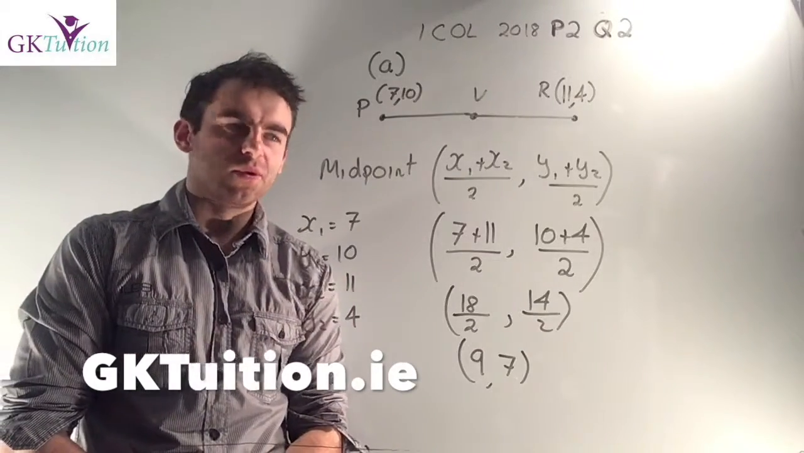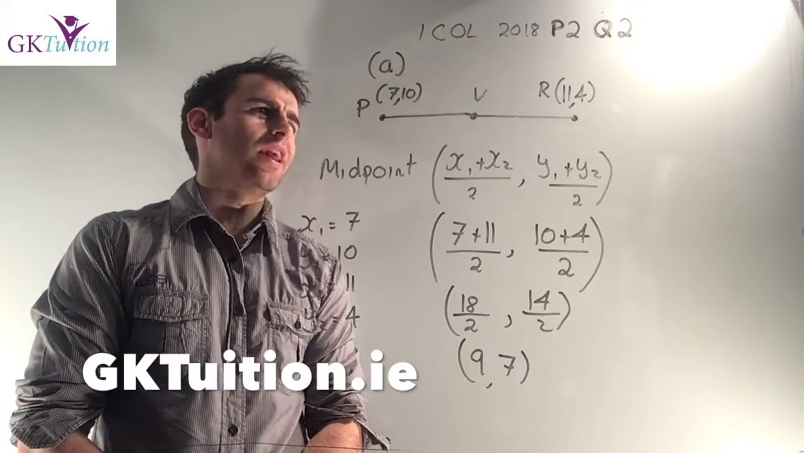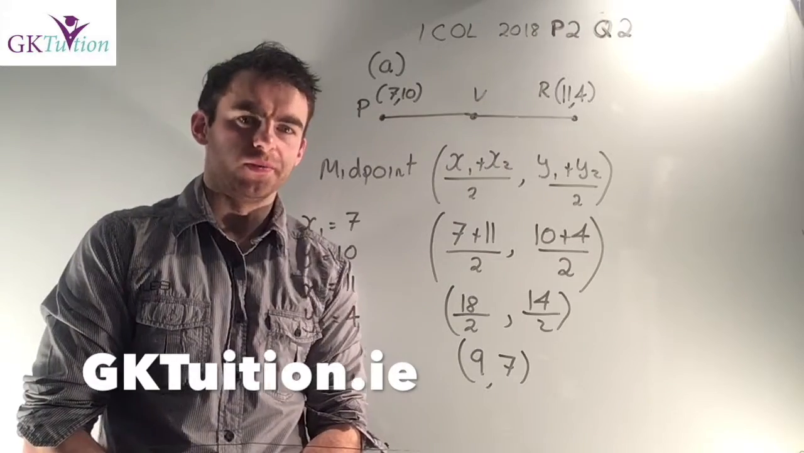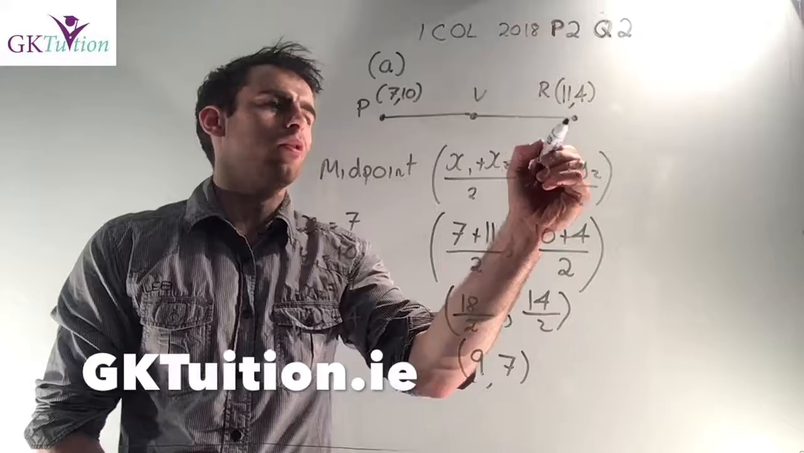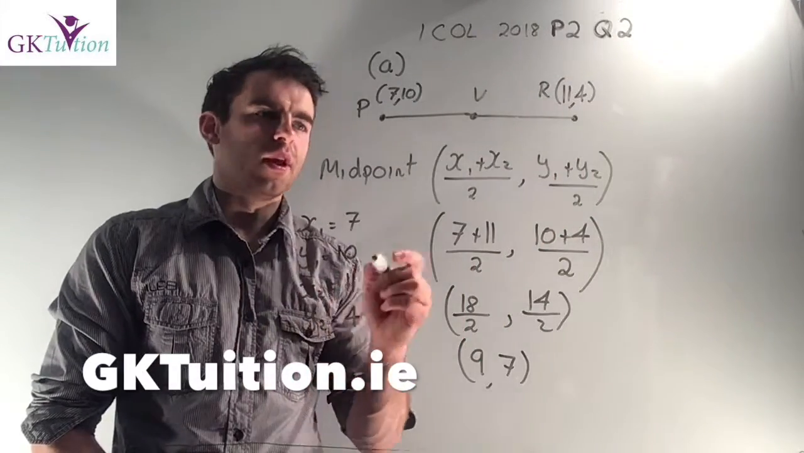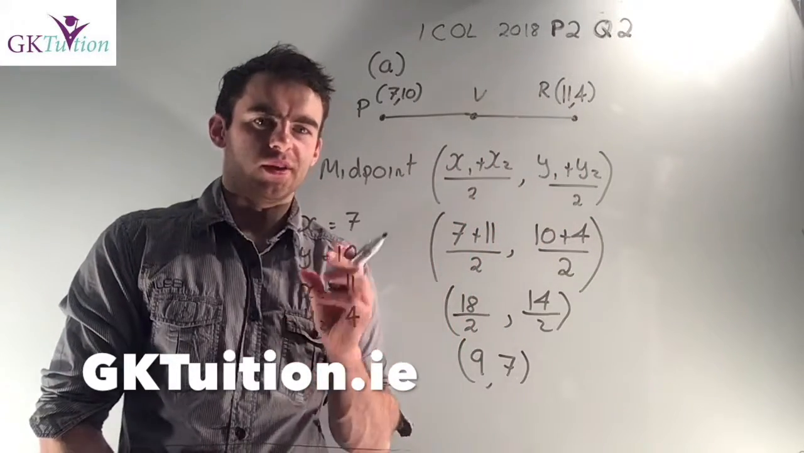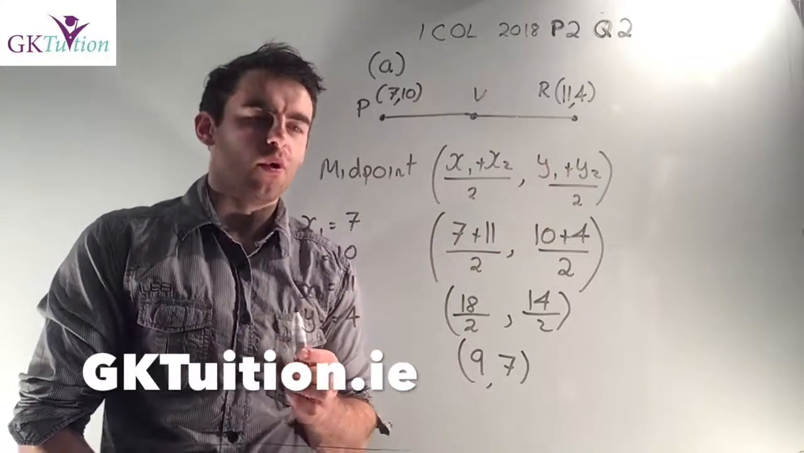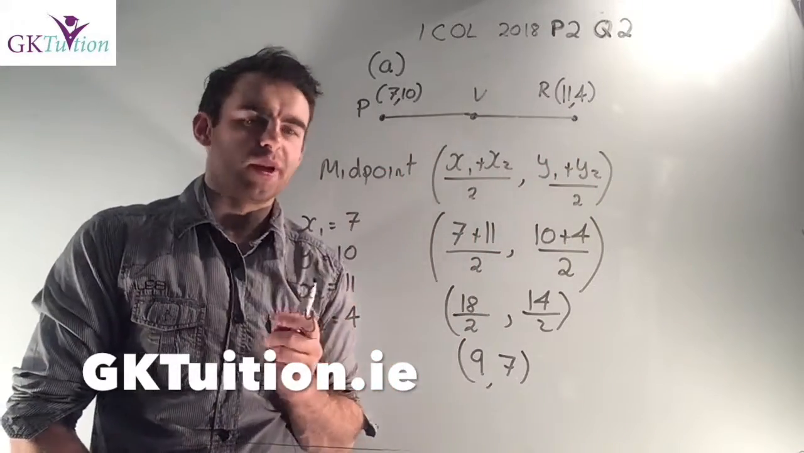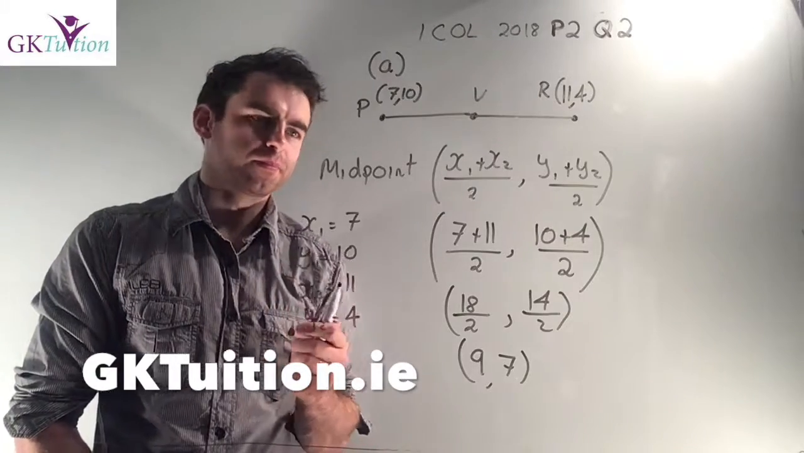Now the question that I've chosen to go through here is 2018 Paper 2 Question 2. In this question we're given a triangle, and P and R are vertices of the triangle, and we're told that V is the midpoint of P and R. Since we've been given the coordinates of P and the coordinates of R, we can just use our midpoint formula to find the value of V.